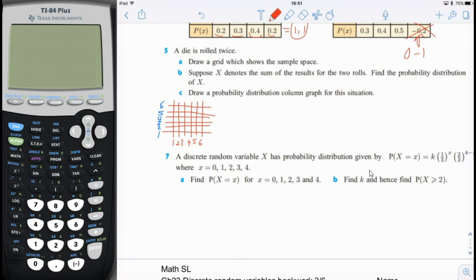So that's part A. B. Suppose that X denotes the sum of the results for the 2 rolls. Find the probability distribution of X. Okay, so we could show the probability distribution in a number of ways. Let's start with a table, okay?